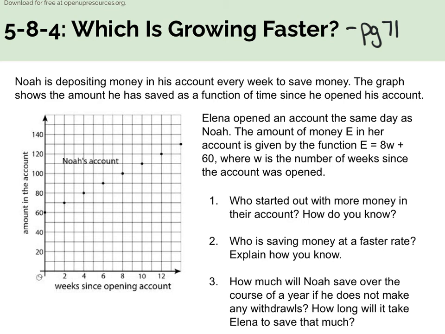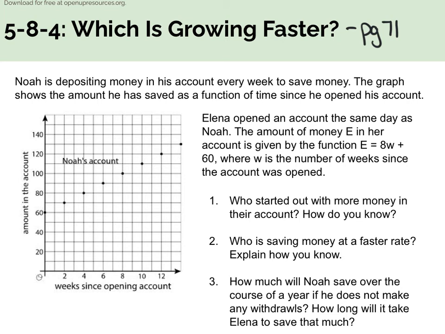So what you're going to do is compare the two, the graph and then the equation. So one, who started out with more money in their account? How do you know? Who is saving more money at a faster rate? Explain how you know that. And how much will Noah save over the course of a year if he does not take any withdrawals? And then how long will it take Elena to save that much? Okay, go ahead and answer those questions. So pause and answer those questions, and then come back to me.